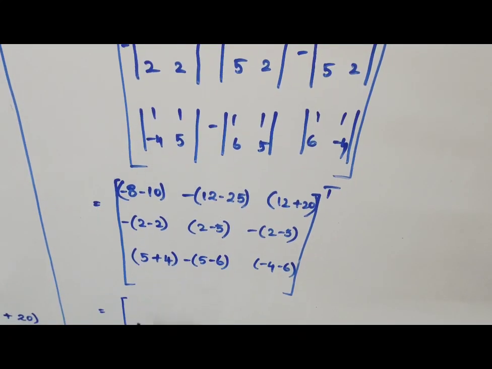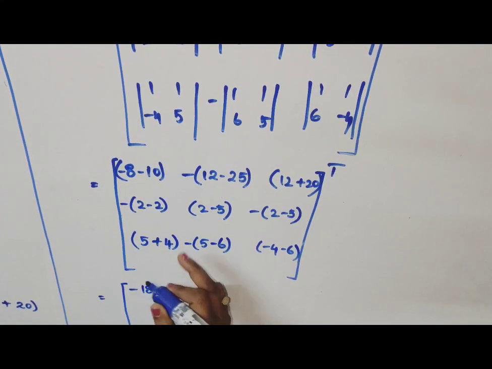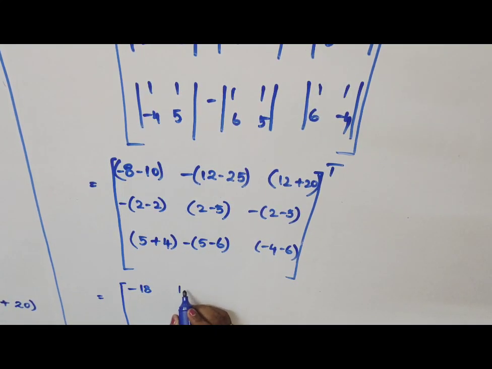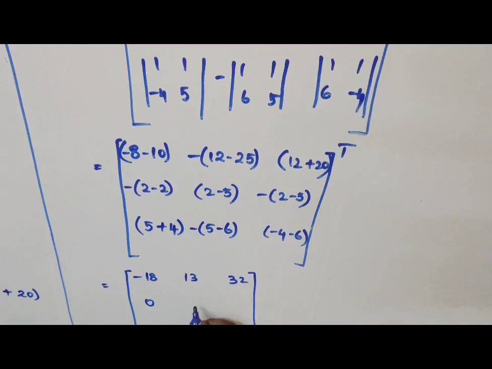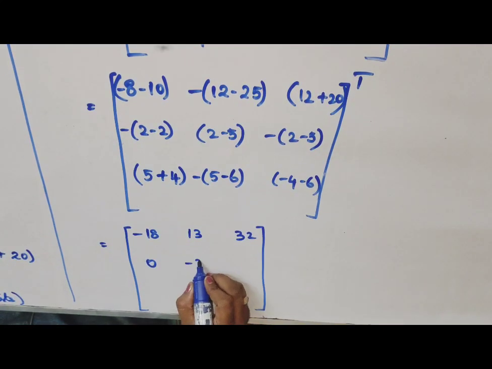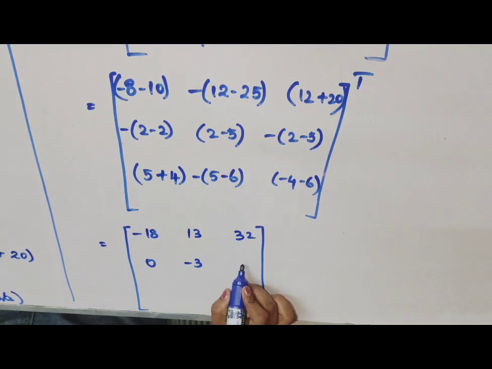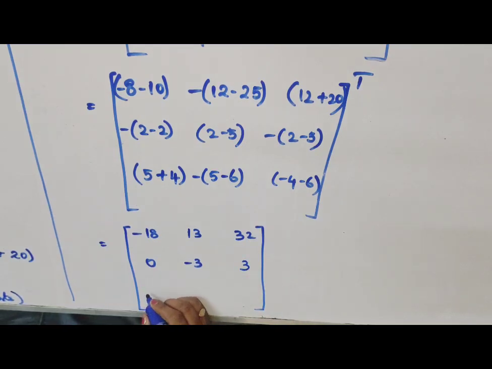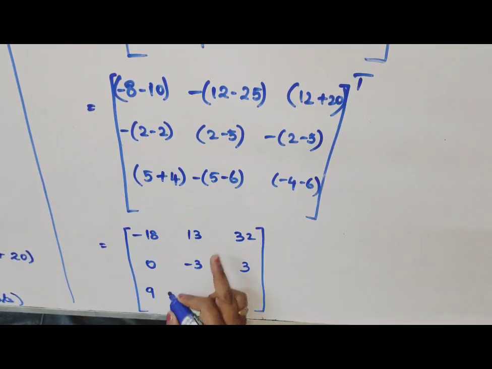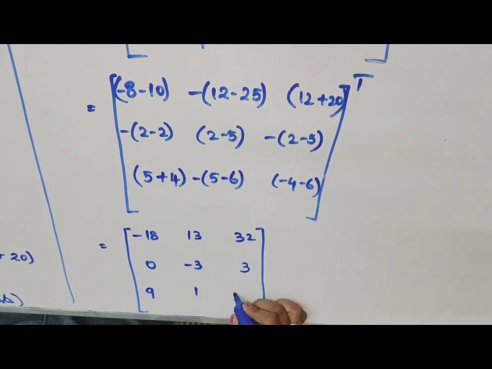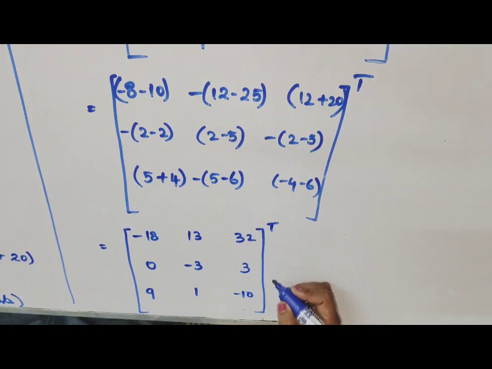Minus 8 minus 10 will be minus 18, 12 minus 25 is minus 13, it will become plus 13, 12 plus 20 is 32, 2 minus 2 will become 0, 2 minus 5 will become minus 3, 2 minus 5 is minus 3 and we have one more minus, so it will become plus 3, 5 plus 4 is 9, minus 1 will become plus 1, minus 4 minus 6 is minus 10, and we have to take the transpose.